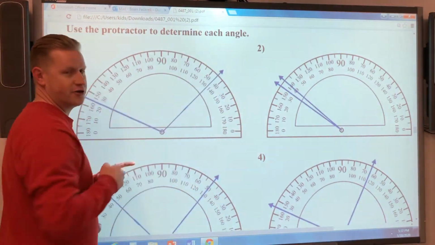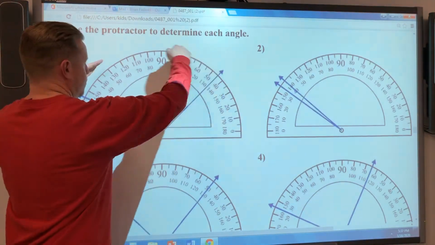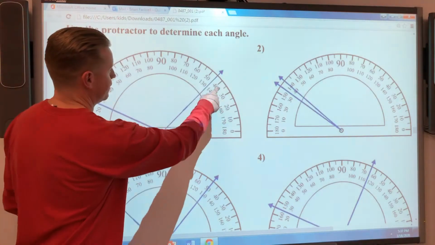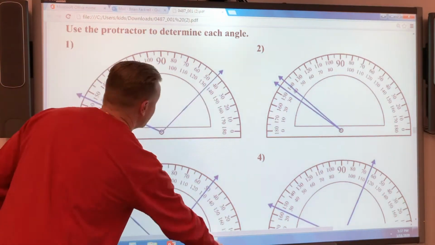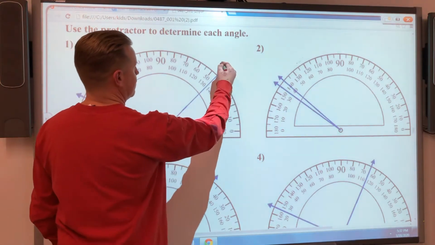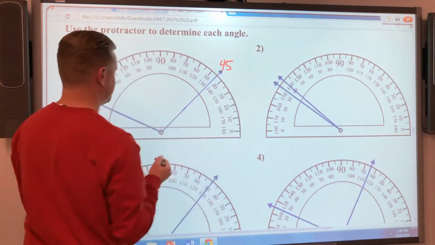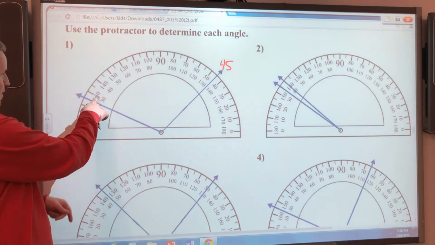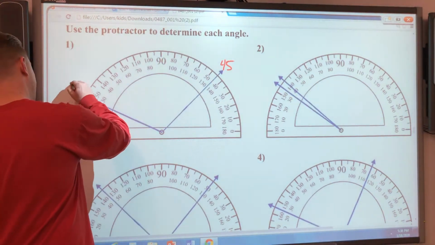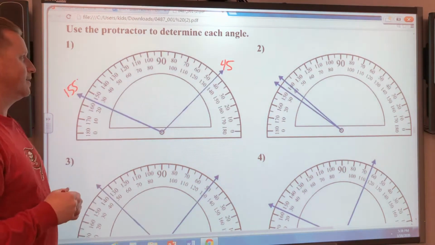So you need to make sure when you're doing your math, you're lining up which one you're using and using the same number. For example, out here, if we are using the outer numbers, that would, on here, between 40 and 50, would be 45 degrees. Over here, between 150 and 160, would be 155 degrees.